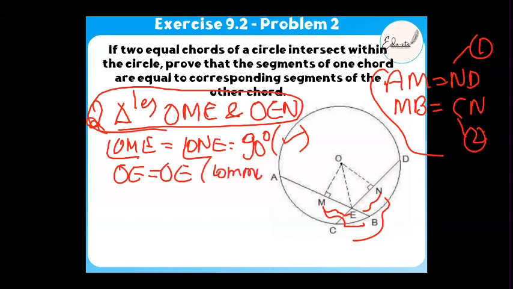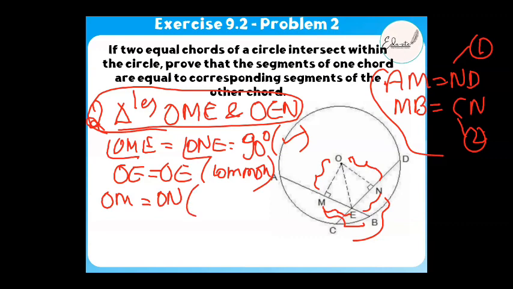What more can we derive from this? There's one more thing that we can derive. Side OM is equal to ON. Yes, why is it so? Please tell me. OM is equal to ON. Is it not due to one theorem? Which theorem is it? Equal chords are equidistant from the center. Is it not theorem 5? Yeah. Equal chords are equidistant from the center. OM is equal to ON.